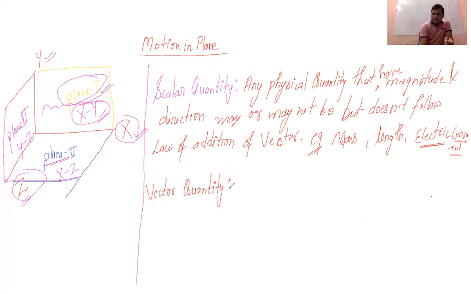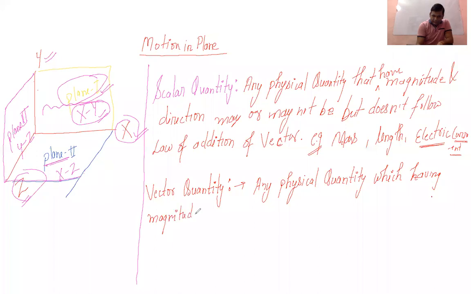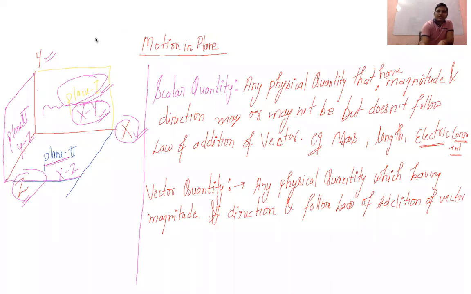A vector quantity follows the vector law of addition. It has magnitude as well as direction. Any physical quantity having magnitude and direction and following the law of addition of vectors is a vector quantity.